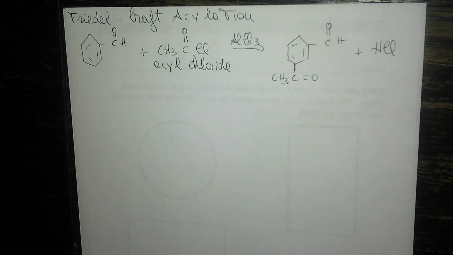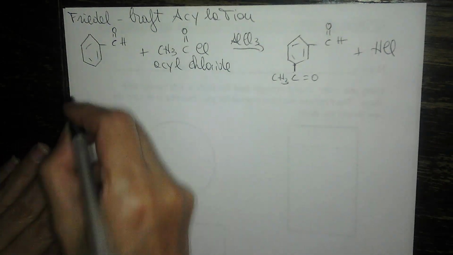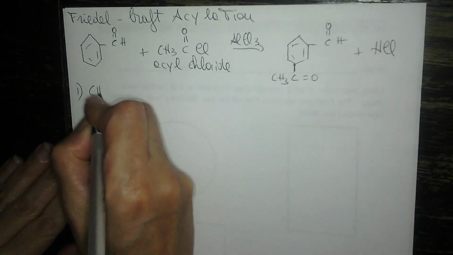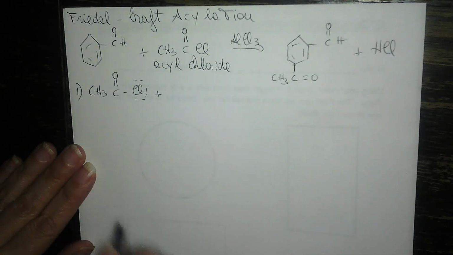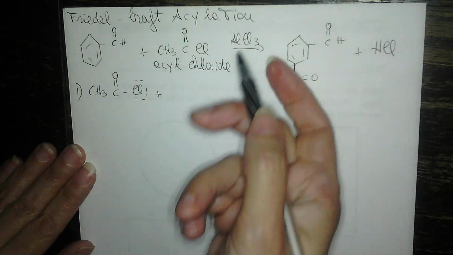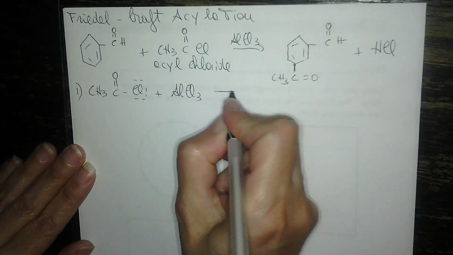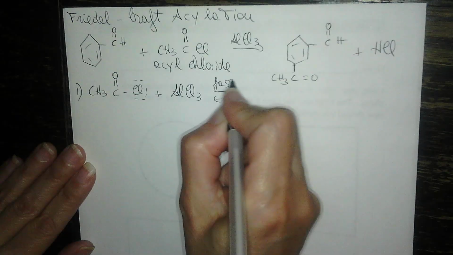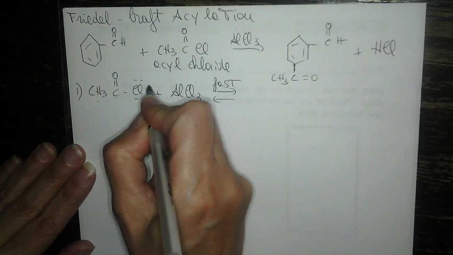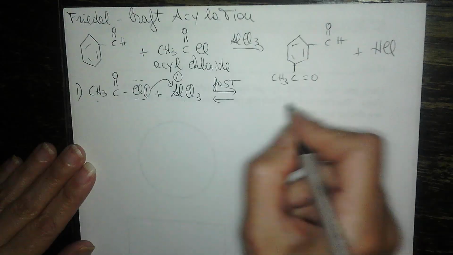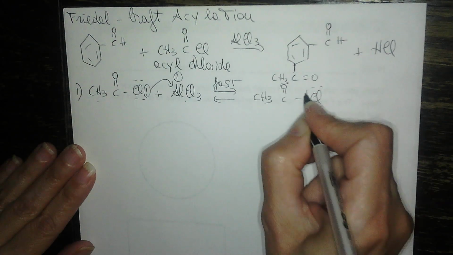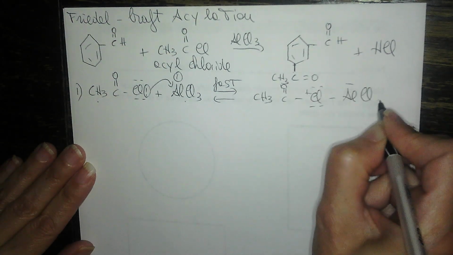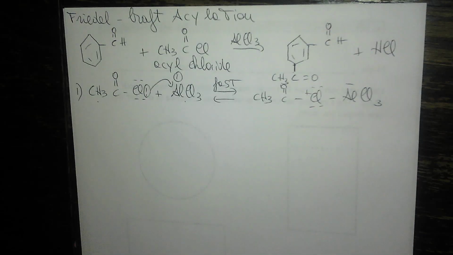Mechanism. Step number 1, formation of the complex. I'm going to use this CH3 C double bond O in bond with the chlorine, which reacts with the aluminum Cl3. Again, this is fast. This is the Lewis base. This is the Lewis acid. You take 2 electrons, attack. Motion number 1. We get CH3, C double bond O, the Cl here positive charged, the aluminum negative, Cl3. And so this is our complex.